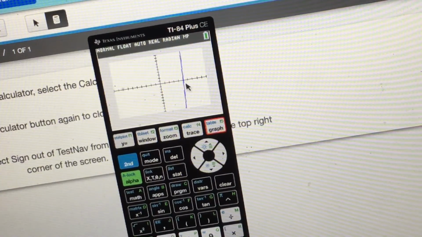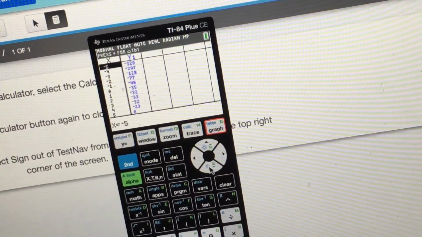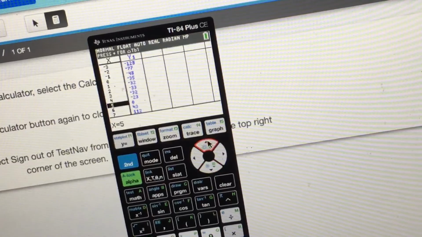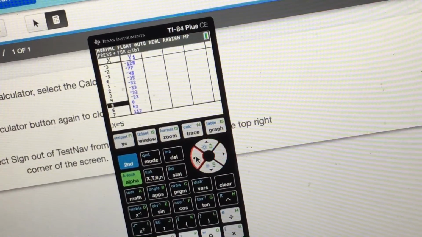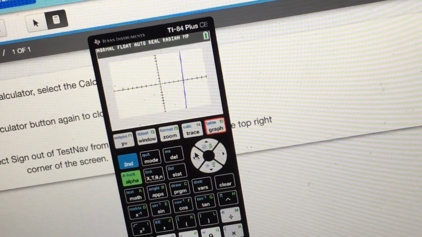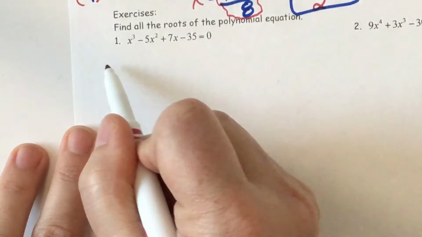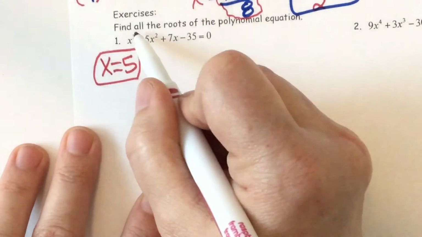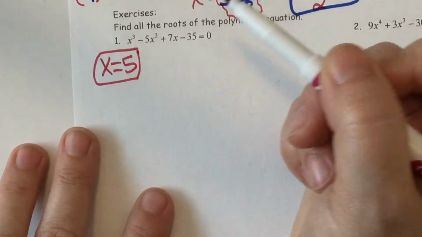and it only touches once, and it looks like a 5. Let's see if it's 5. Second graph. So 5, sure enough, is an answer because there's a 0 in the y column. So x equals 5. So I know that there's 3 total answers, which means the other 2 must be imaginary. All right, so let's write down the 5 that we found. So we've got x equals 5, and we will only do synthetic division once, which is okay because then the x cubed will become x squared.